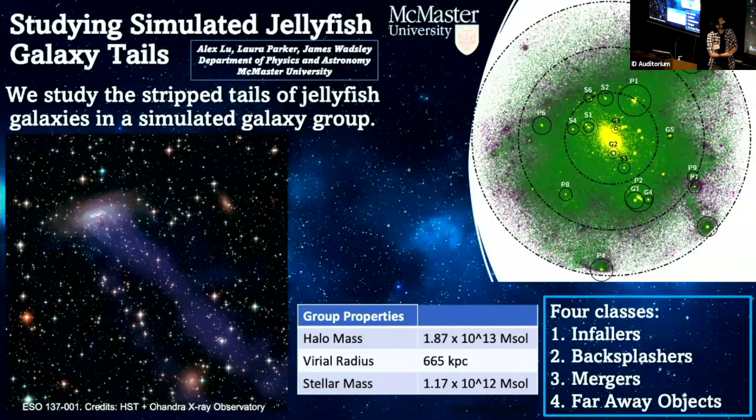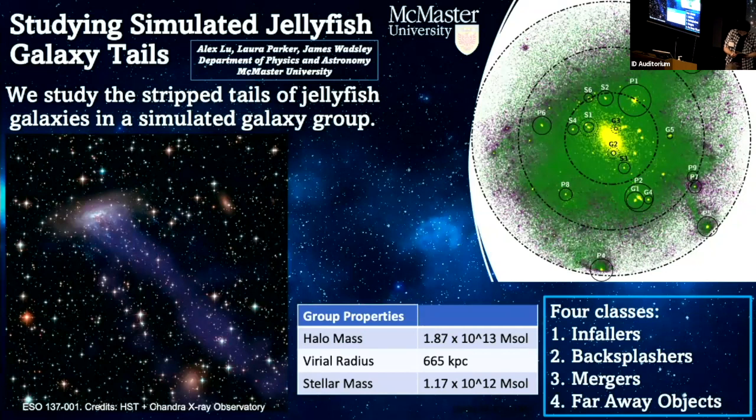Today I'll be talking about a study of jellyfish galaxy tails in a simulated galaxy group. As a reminder of what a jellyfish galaxy is, these are essentially galaxies that exhibit long gaseous tails, which you can see in this image over here. They're generally found in really dense galactic media, such as in clusters and groups.